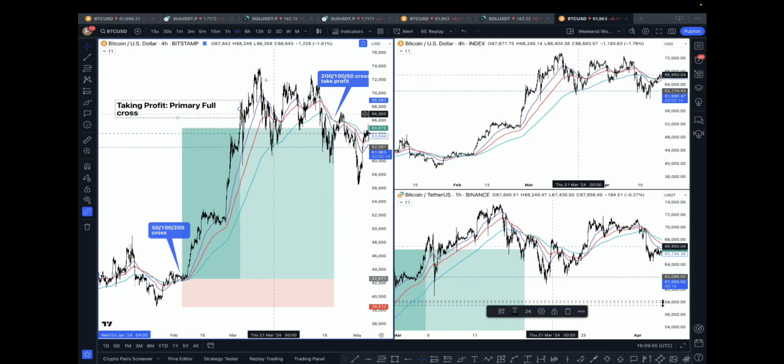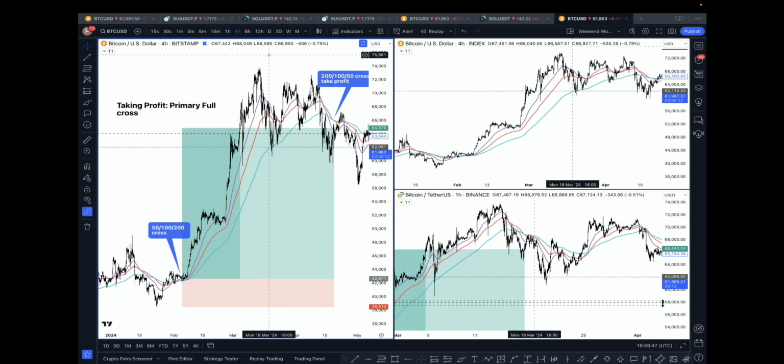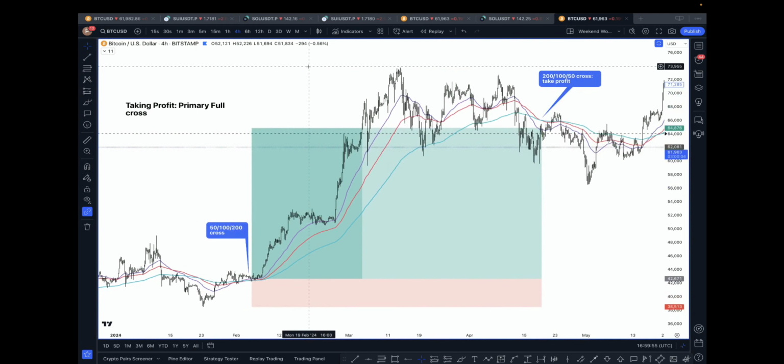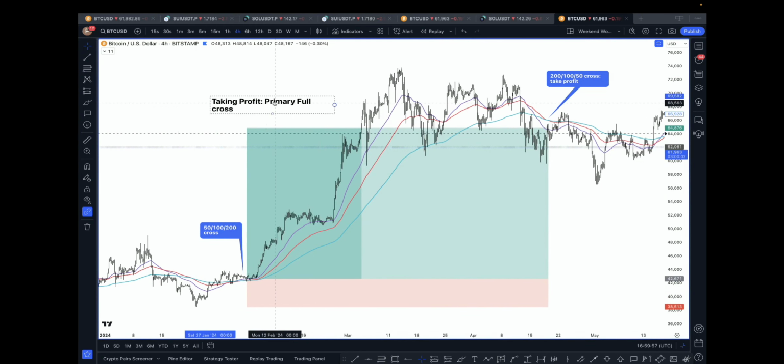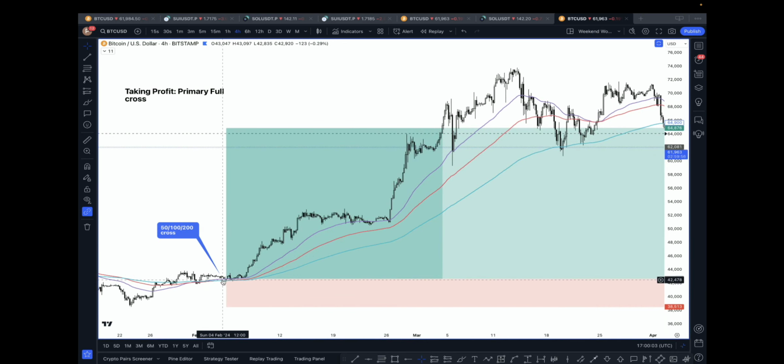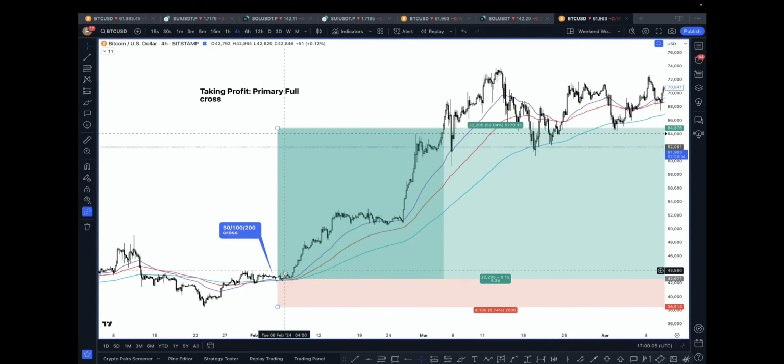Now, take profit. This is where there's a bit more nuance. A few ways to take profit. I'm just using the bands here, for example. All right, here's an example of taking profit using primary full cross. What does that mean? Okay, you get into the trade because the bands are all bullish. So 50 is above 100, above 200. So you buy. Okay? Just hypothetical.